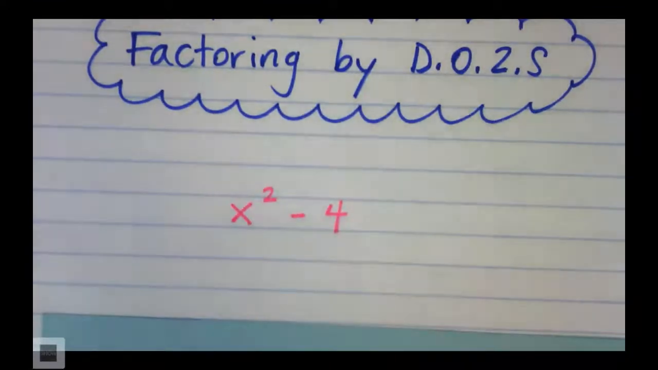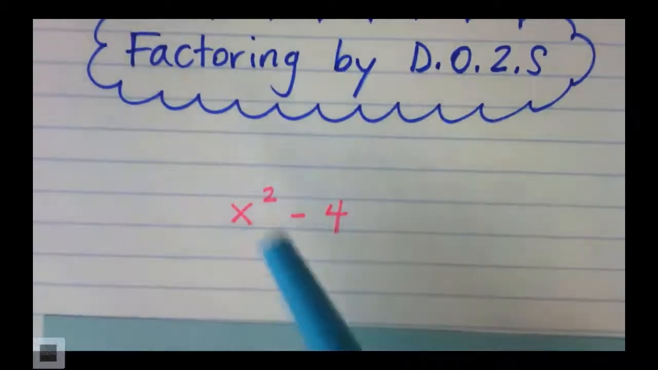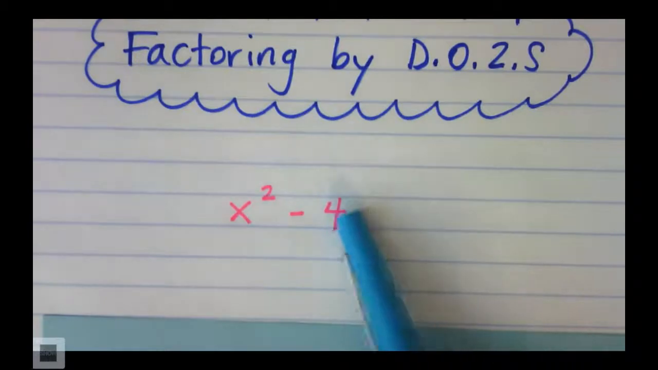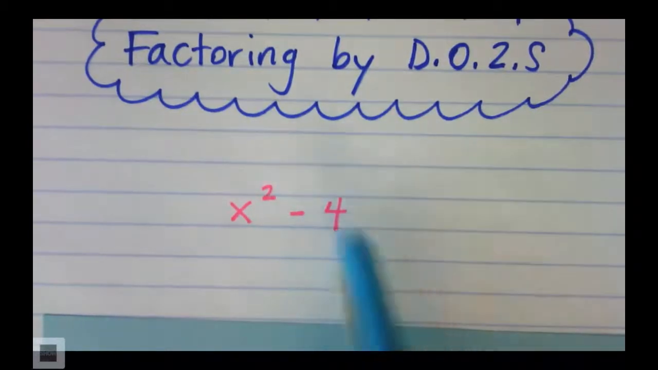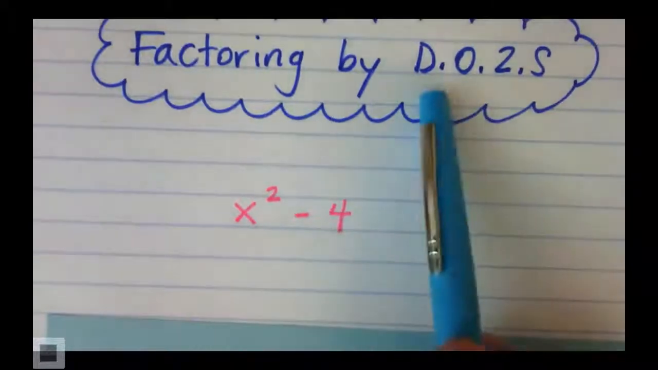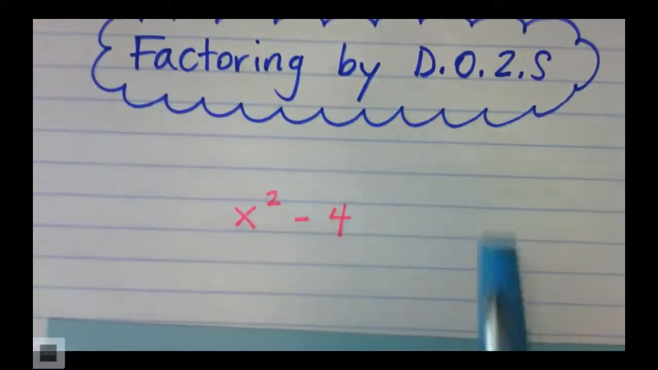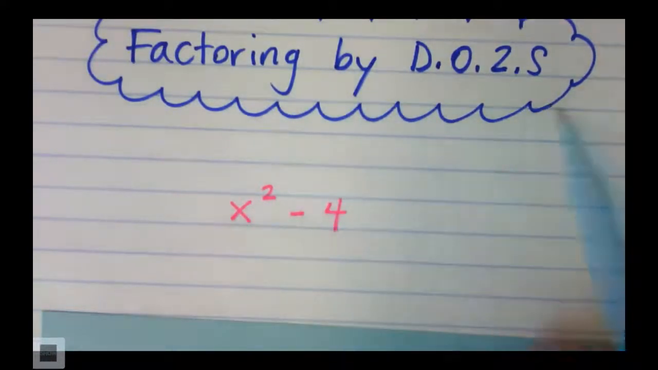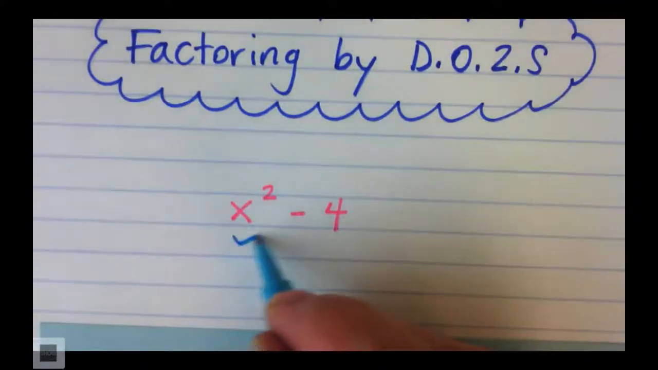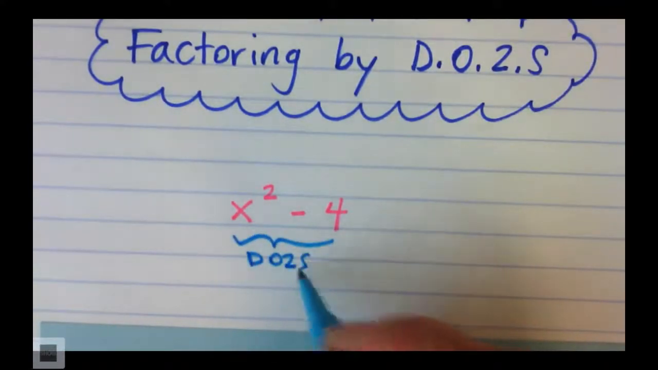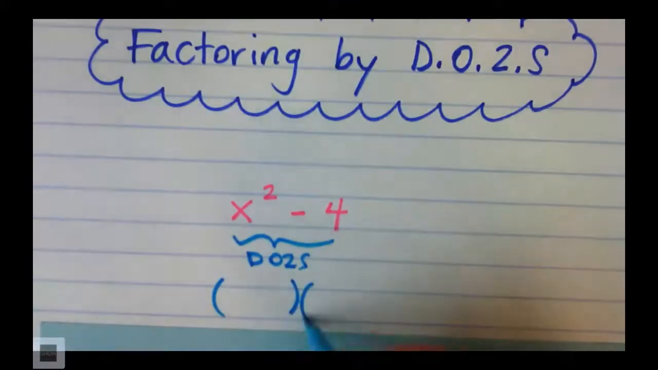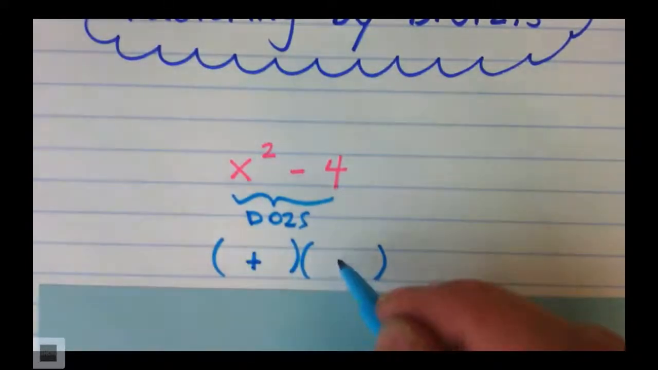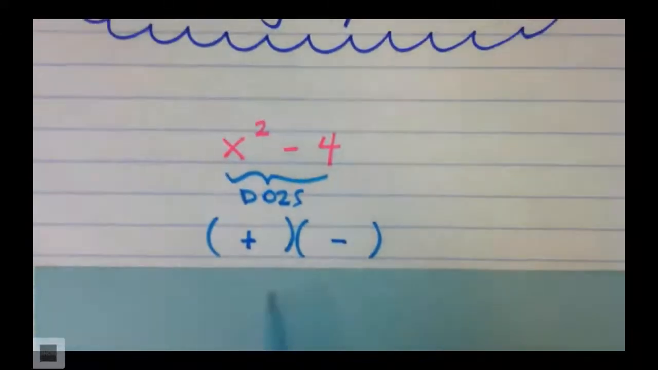Now, on the back of the note card, I gave you some things that are perfect squares. And x squared is definitely perfect because the square root of this is just x. And 4, if you disregard the negative sign, the square root of 4 is a perfect square. And to make this a difference of two squares, you got to have a minus sign. So I've got three parts. I've got a difference with the minus sign, and my two terms are two squares. If that's the case, since this is a DO2S, then I know that I can break it down into two parentheses. And one will be a plus, one will be a minus. It does not matter where you put the plus and minus.